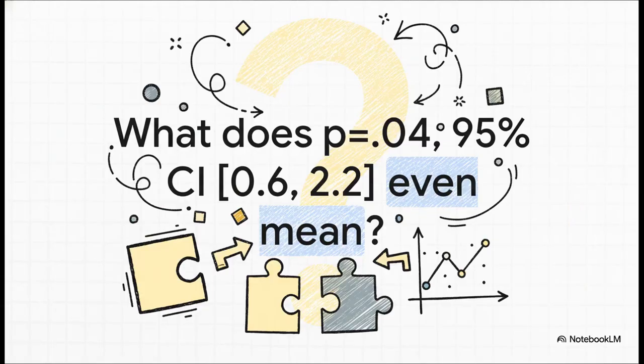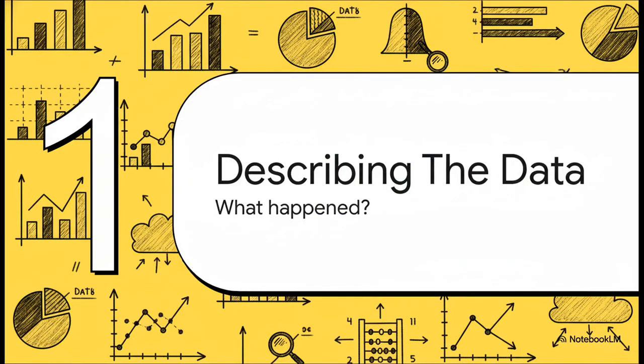Does a line of text like this just make your head spin? Yeah, I get it. It looks like some kind of secret code. But I promise, by the end of this, you are going to know exactly what every single piece of that means. We're going to break this whole thing down one step at a time so you can read it like a pro.